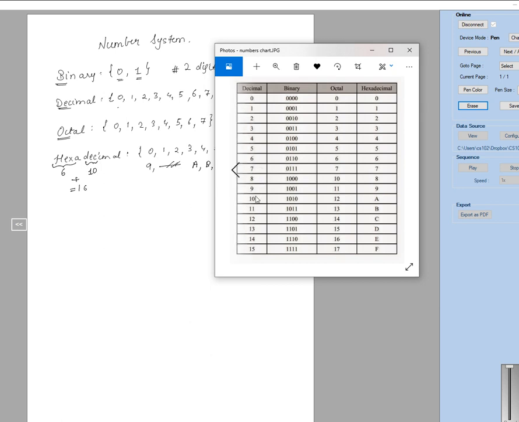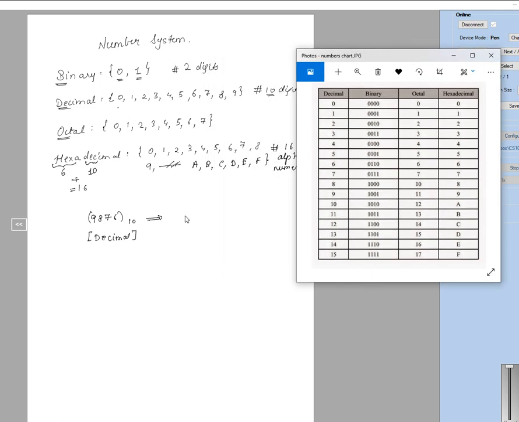Also, there is an issue of space. So for example, let me take a number, let's say 9876, right? Base 10 means it's a decimal number, right? So it's a decimal number. The conversion or the equivalent binary form of 9876 basically is 100110.